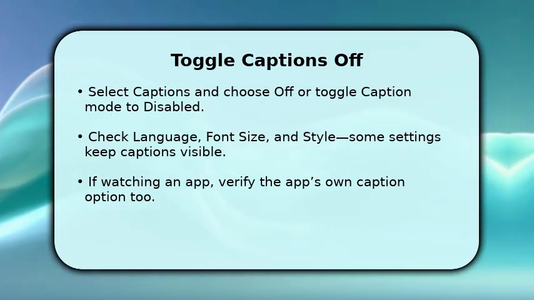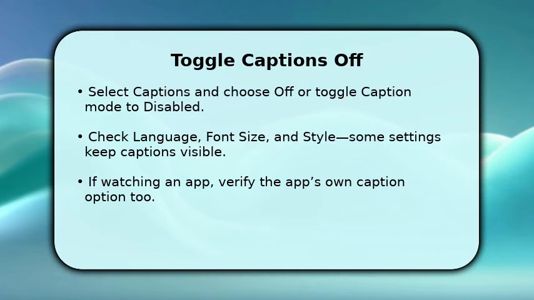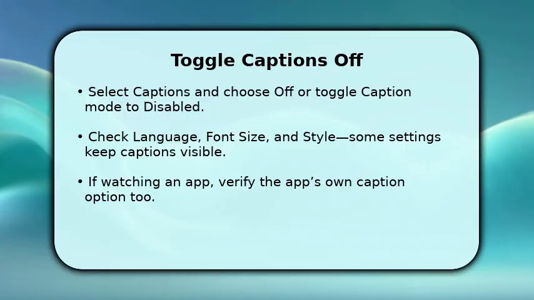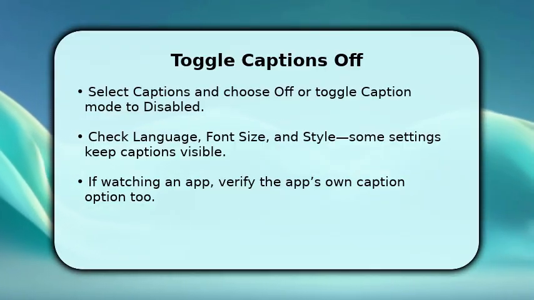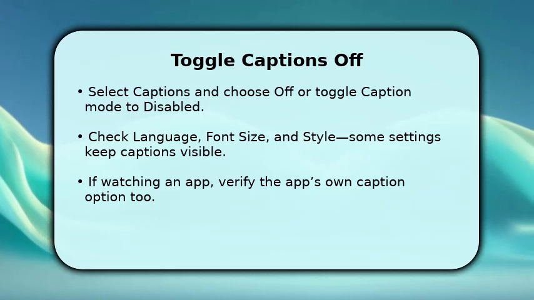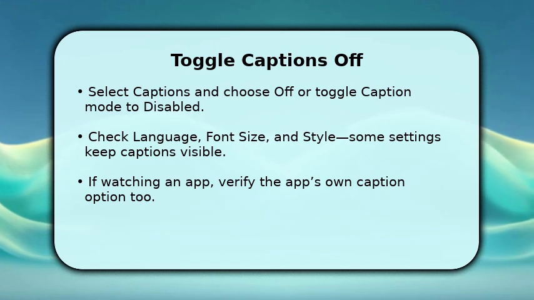You should also scan the caption style options because unusually large fonts or a stuck style can appear like captions are still present. Next, test by playing any channel or app. Some streaming apps manage their own captions, so make sure the app's player has captions off as well. Doing both ensures you eliminate both system and app-level captions. Why you must check both to fully remove captions.